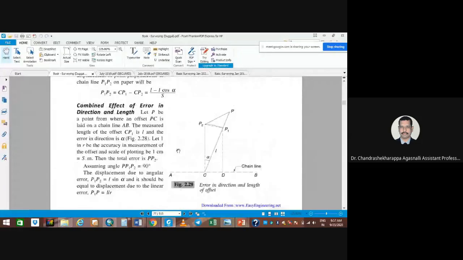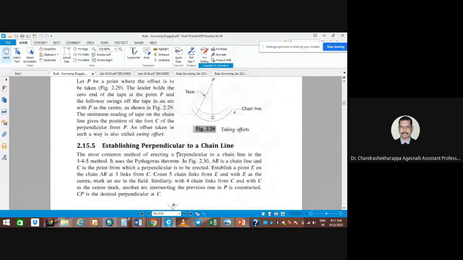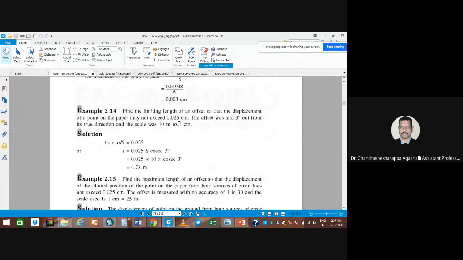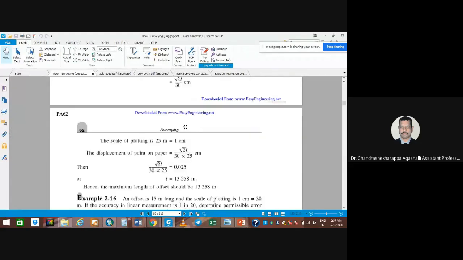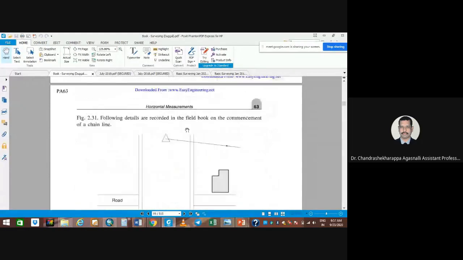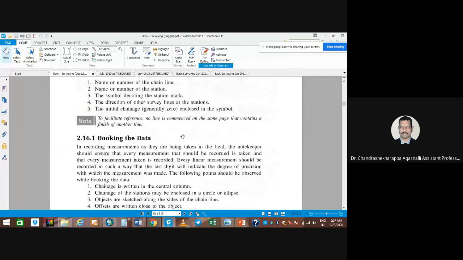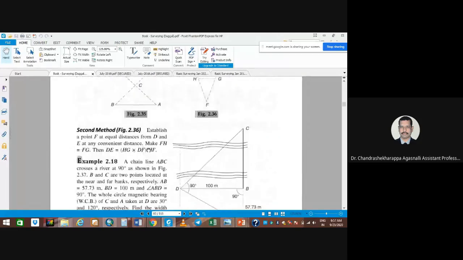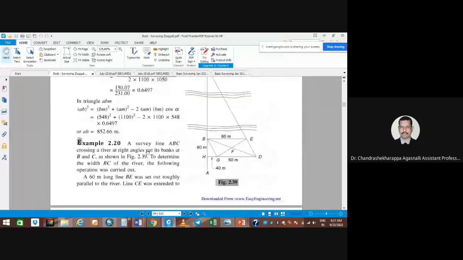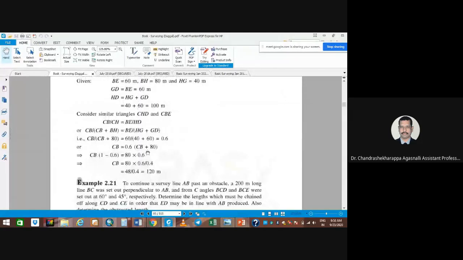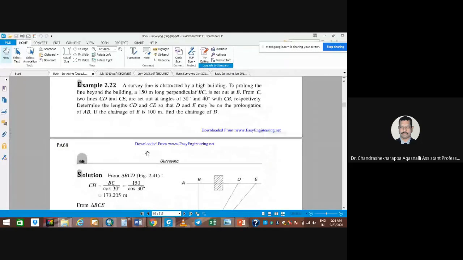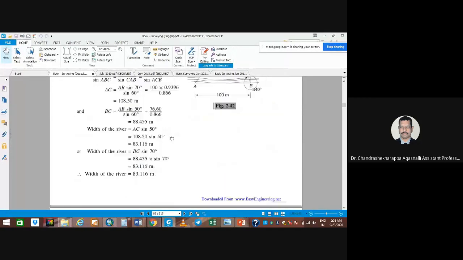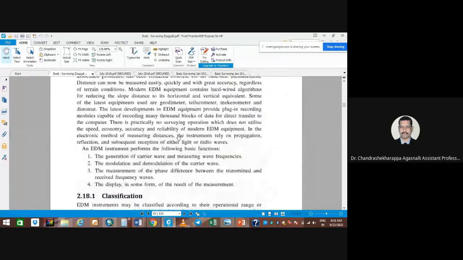Chain is right. This is temperature, line length displacement, and angular layoff. That's the field book. Challenge, obstacles, pond. This is completely the obstacles, right? And determining the width of the river, almost all the things. Now we have to go back, I think.